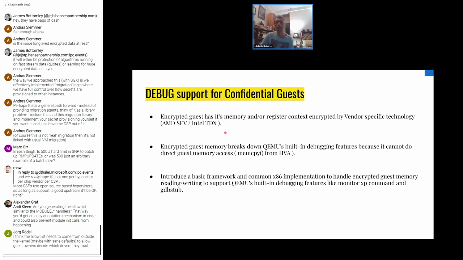As we have already been discussing, the encrypted guest VM has its memory, and in our case, only after SEV-ES, the register context also encrypted by specific technologies like AMD SEV or Intel TDX. Because it's encrypted, it breaks QEMU's built-in debugging features, as it cannot directly do guest memory access, specifically things like memcpy from the host virtual address. So this discussion is generally more about implementing a basic framework and a common x86 implementation to handle encrypted guest memory reads and writes, and specifically to support QEMU's built-in debugging features like the monitor command or the GDB stub.